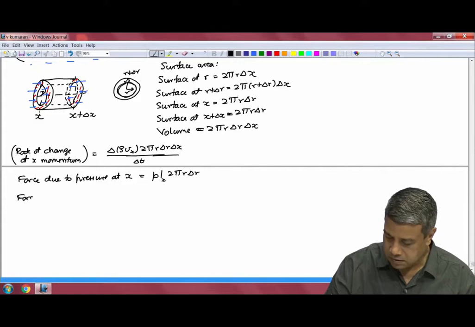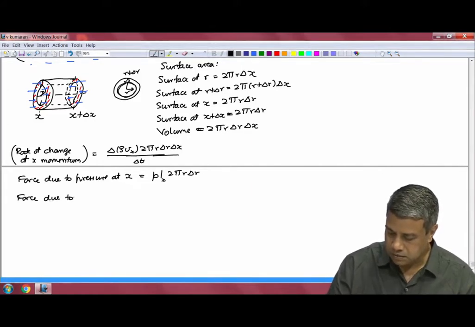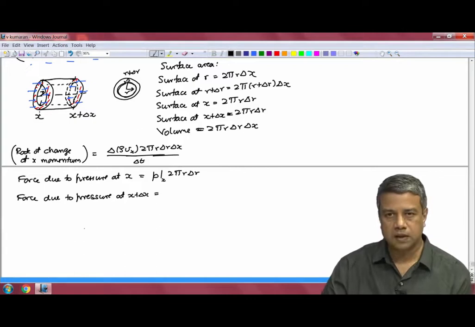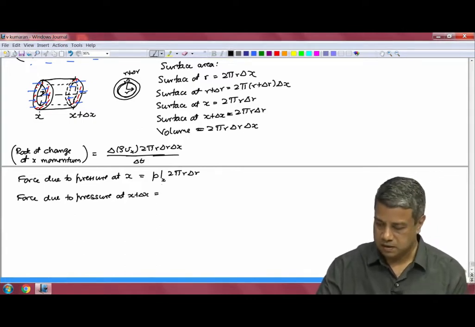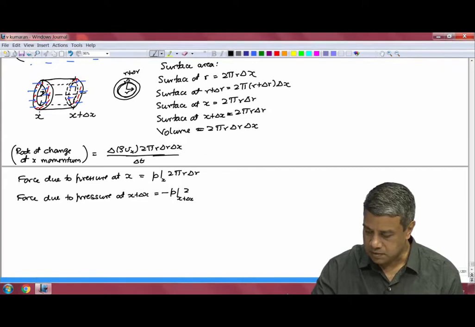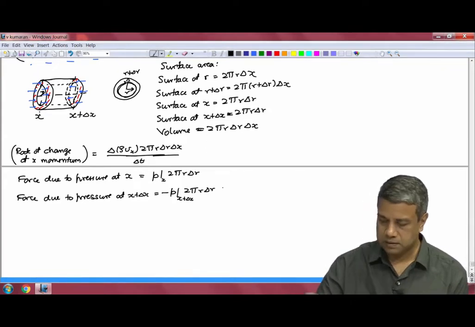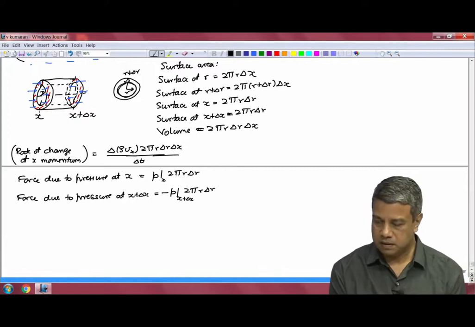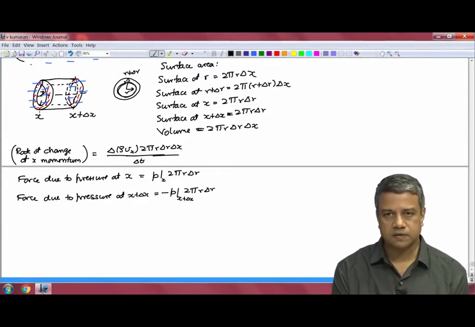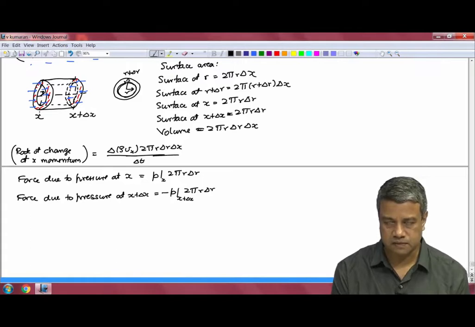The force due to pressure at x plus delta x is in the minus x direction, because it is acting inward on this volume. So, it is equal to minus p at x plus delta x times 2 pi r delta r. So, those are the pressure forces, which act perpendicular to the surface.